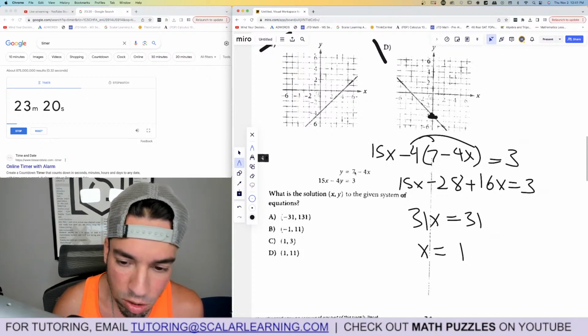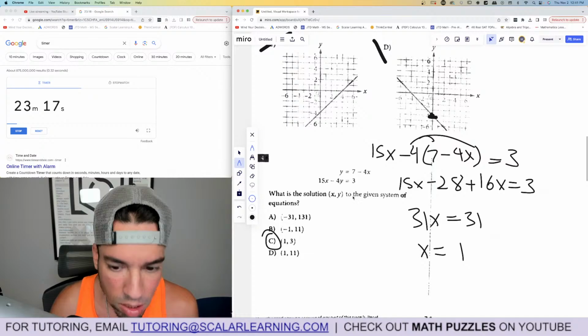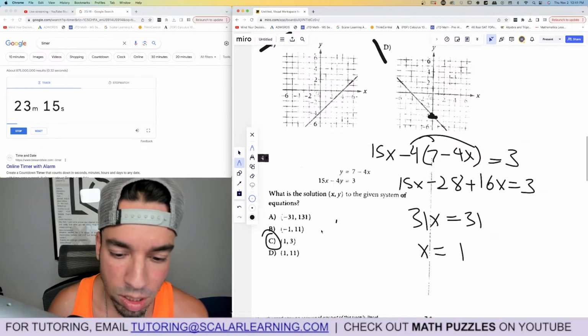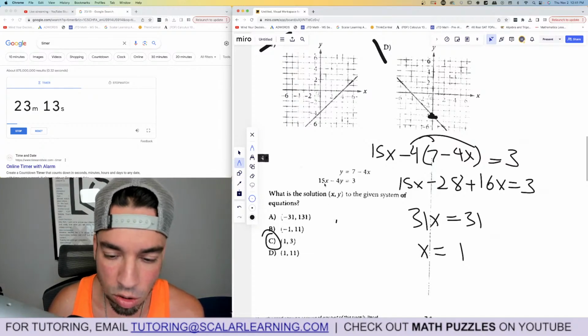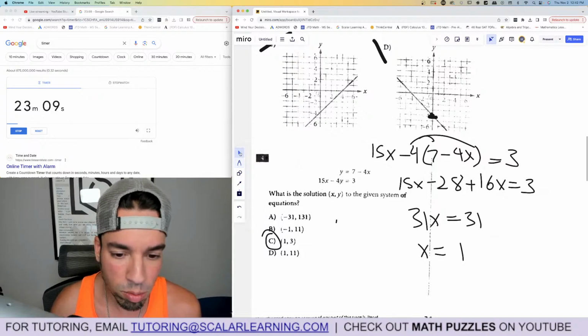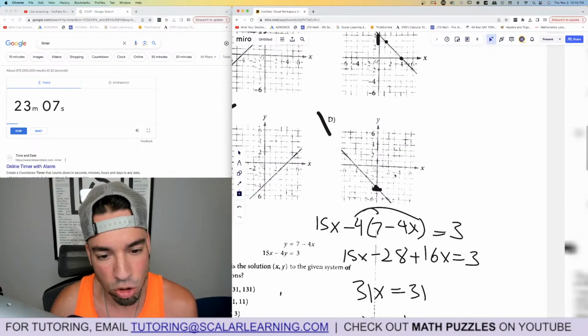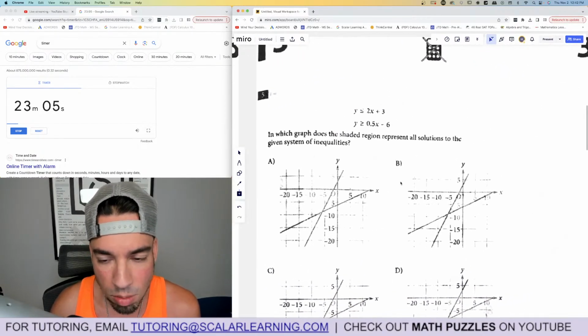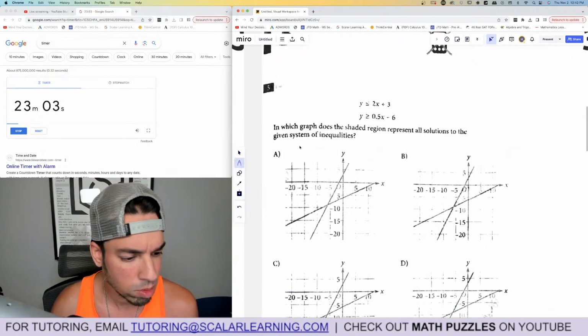I can plug in 1 here. 7 minus 4 is 3. So it's 1, 3. Double check over here: we said 1, 3, right? Plug in 1. So 15 minus 4 times 3 is 12. 15 minus 12 is 3. Verified. Boom, done. By the way, you can plug in the solutions like that and not even do the substitution if you'd like. I like doing substitution. All right, here we go.